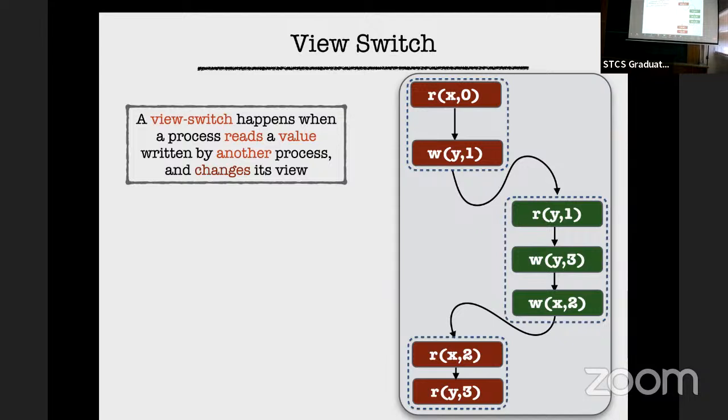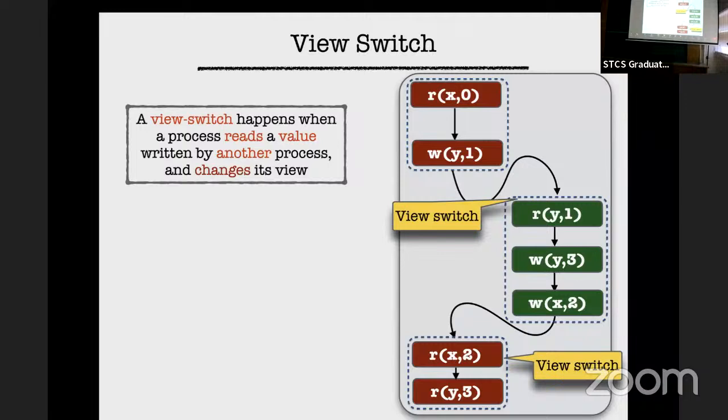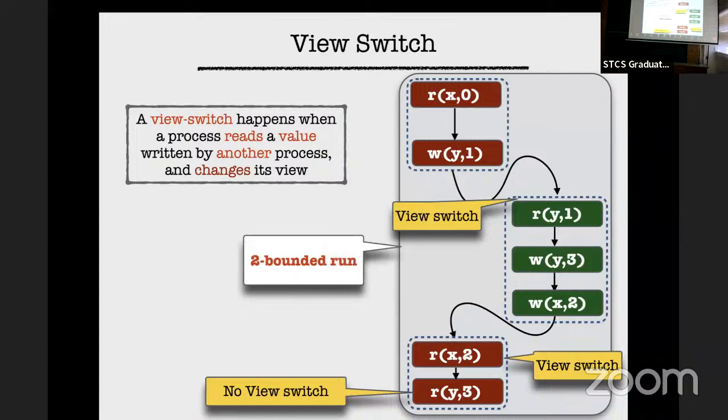So in this example, the red process wrote a 1, and when this green process tries to read it, this is actually a view switch, because the view of y increases. I'm writing y, I'm writing x. So this is a view switch, but this is not. Do we see that this is not a view switch? When I read this, I have already inherited this timestamp of y. Therefore, when I read y3, I am not really changing my view. It's the same view. So I have only 2 view switches. This is an example of an execution with 2 view switches. So, 2 bounded runs.